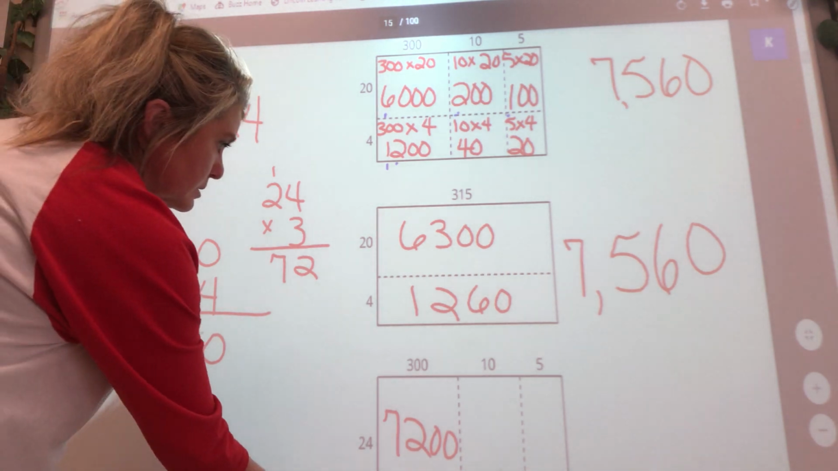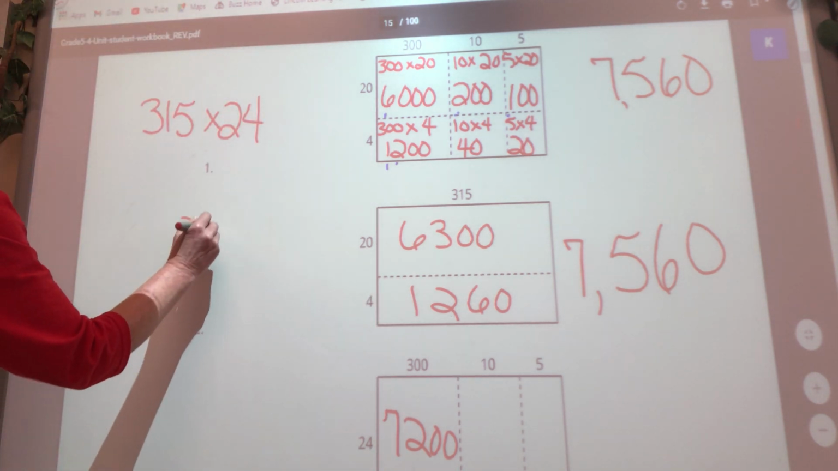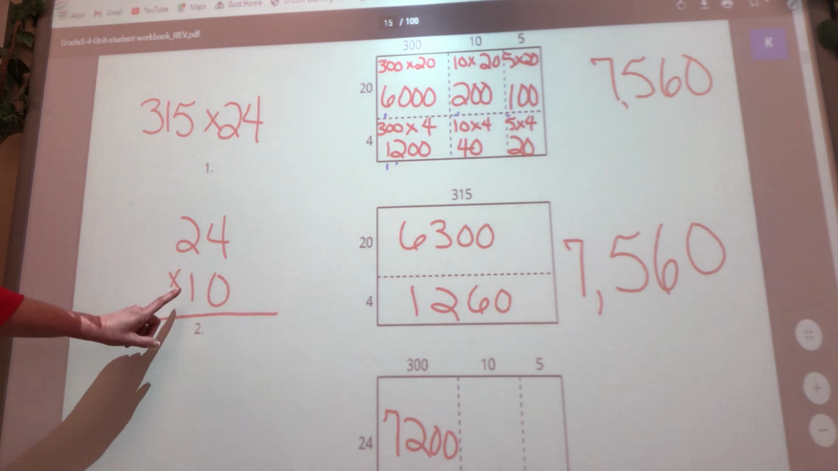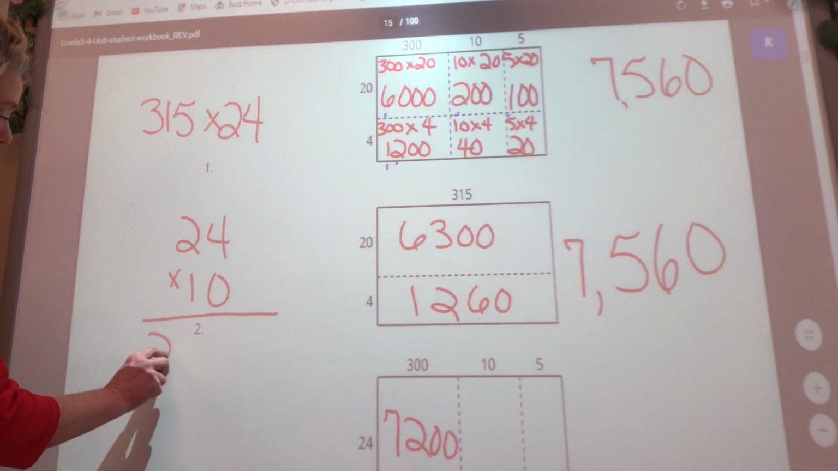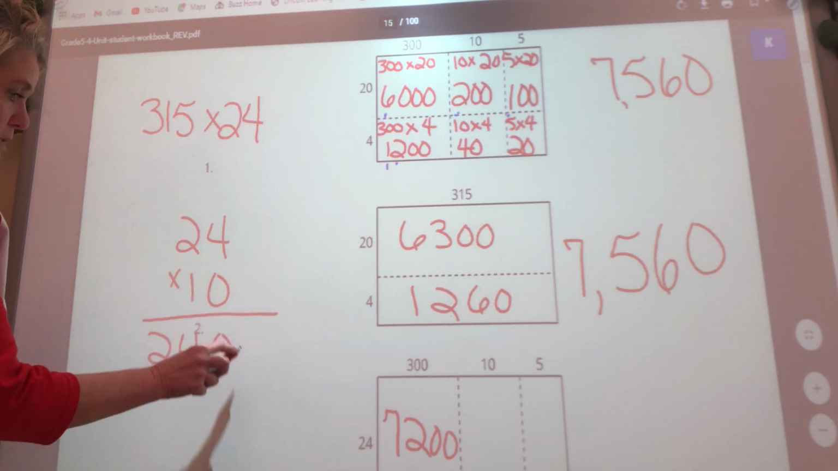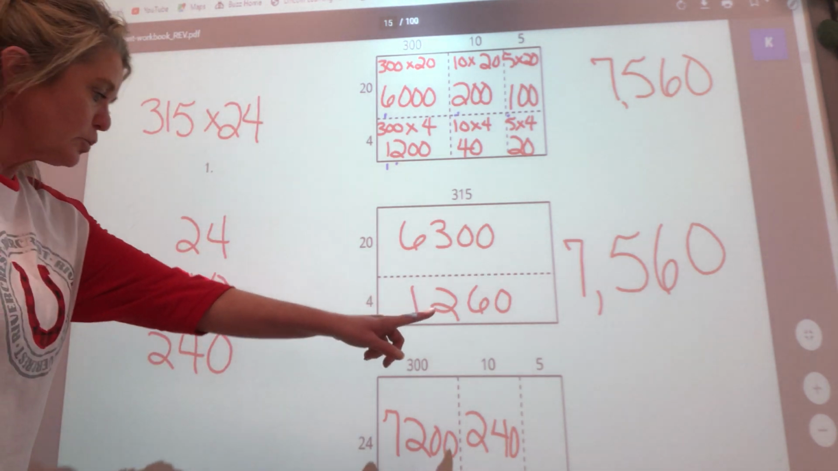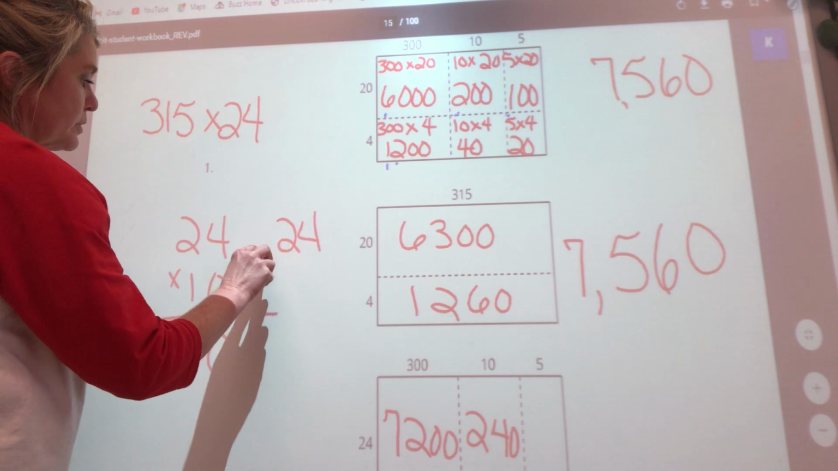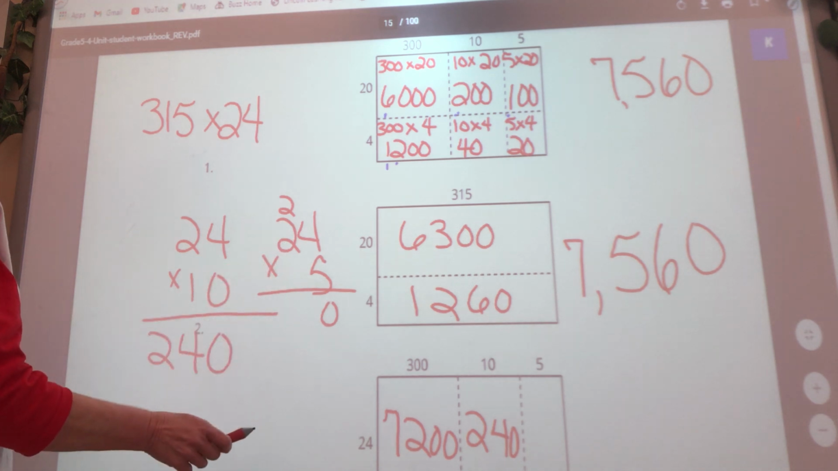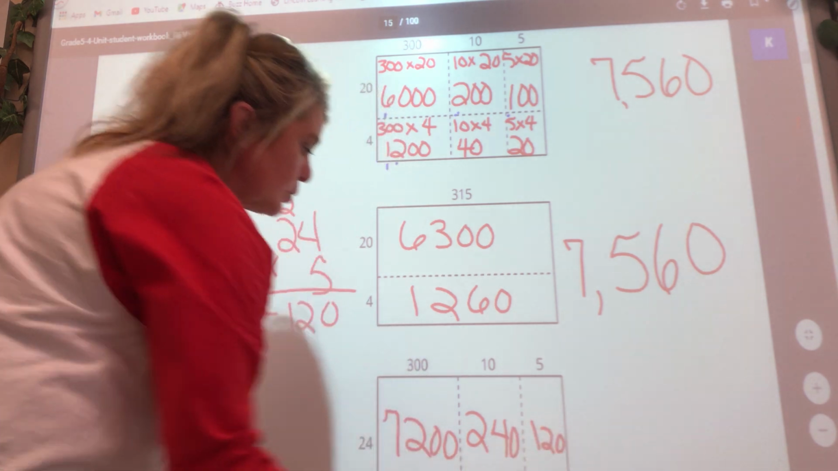Our second box, 24 times 10. We can do quick math on this one. What whole number parts do I see? 1 times 24 is 24. And how many place value zeros had I not done anything with yet? 1. So I know that this is 240. And then the last one, 5 times 24. So we would have 24 times 5. 5 times 4 is 20. 5 times 2 is 10. Plus 2 is 12. So this one is 120.